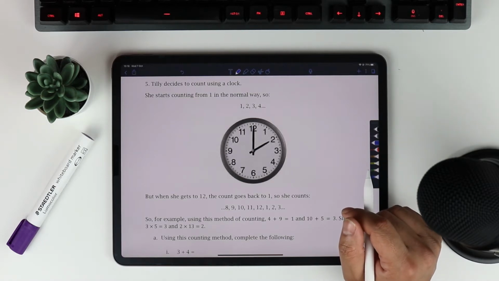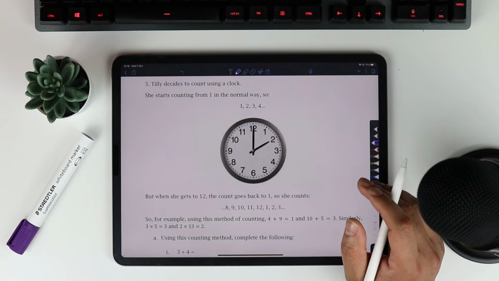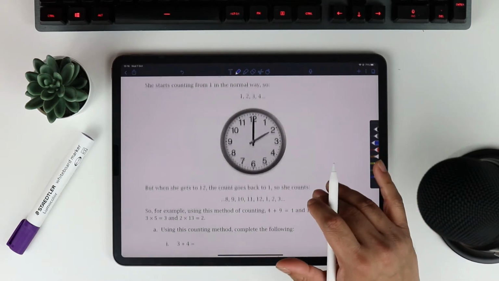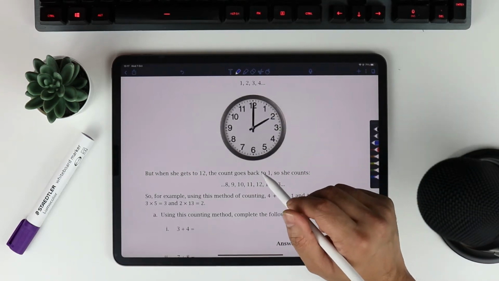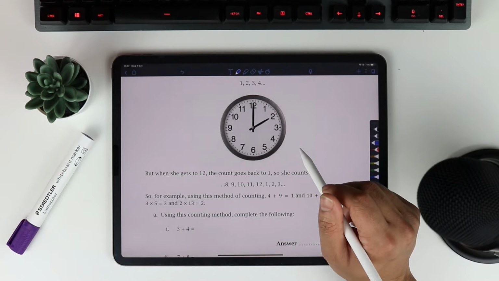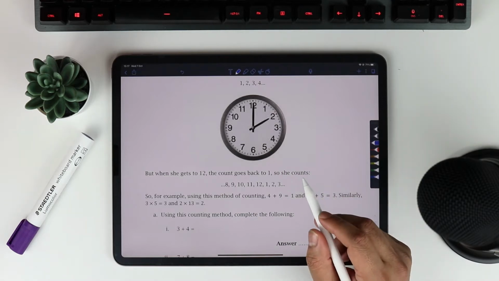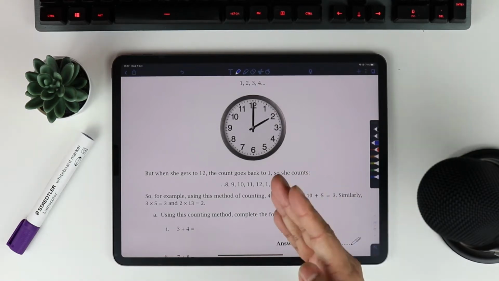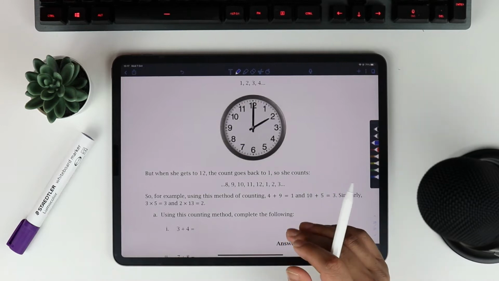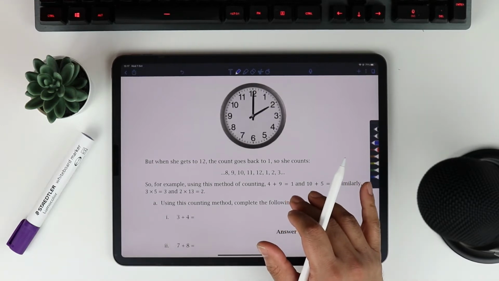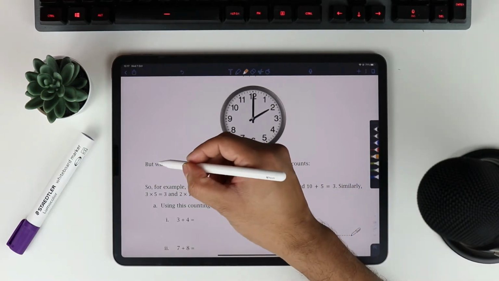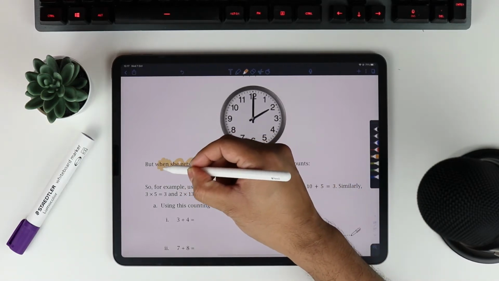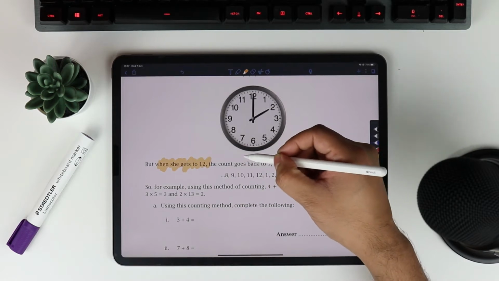She starts counting from 1 in the normal way, so 1, 2, 3, 4. But then when she gets to 12, the count goes back to 1 again. So 1, 2, 3, 4, 5, 6, 7, 8, 9, 10, 11, 12. Then 1, 2, 3, 4, 5, 6, 7, 8, 9, 10, 11, 12. So there's a stop point at 12. Okay, so we're going to have to think about that for the rest of the question. Let me just highlight that so that we don't forget and we can refer back to this.